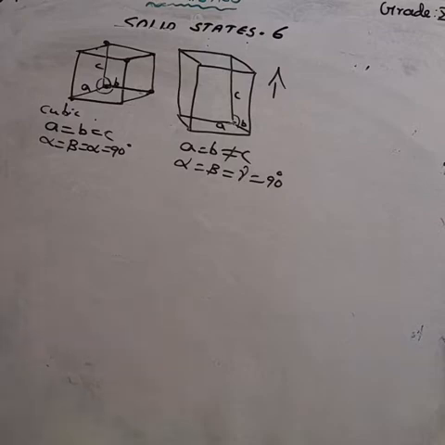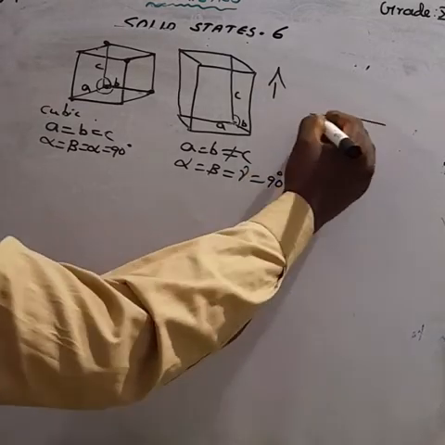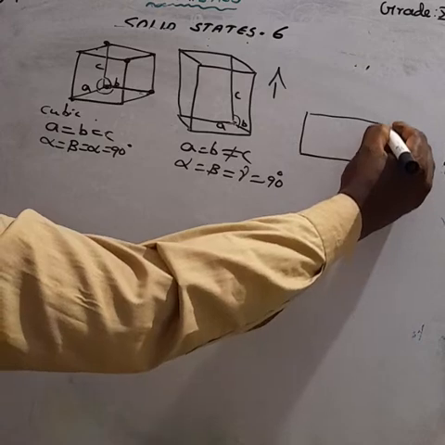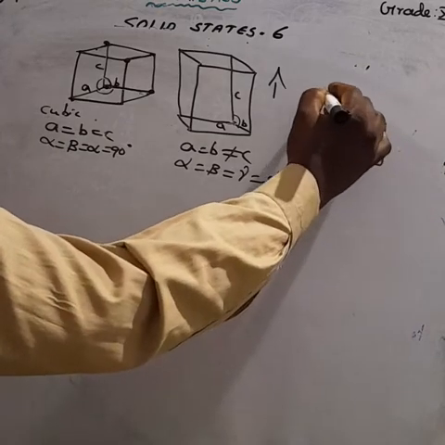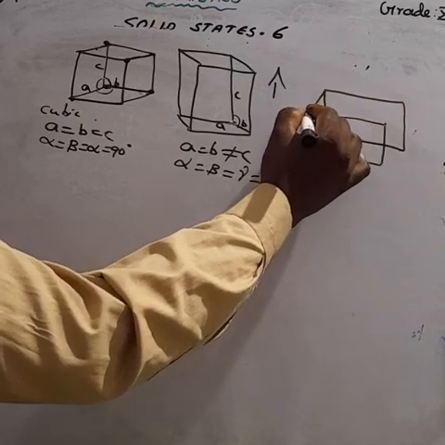Next one, orthorhombic. The orthorhombic is just like a cuboid. Am I right? A cuboid. Here, I am drawing this one like a cuboid.